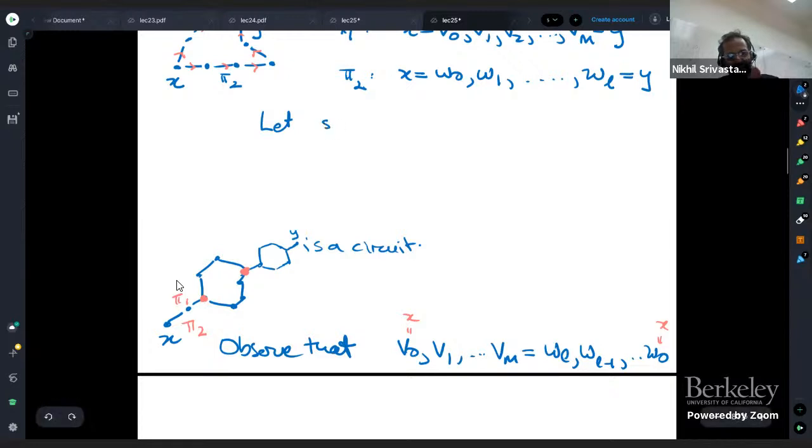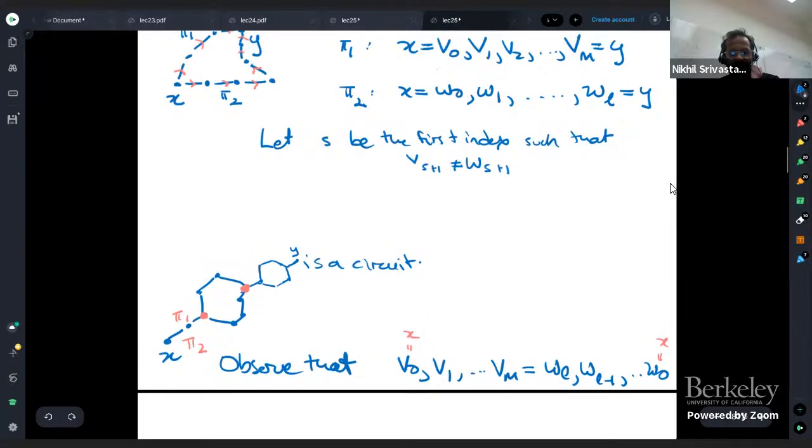Yeah, let S be the first index after 0, so starting with 0, such that they branch out after the S index. So such that V sub S plus 1, so the next step in V, does not equal W sub S plus 1. Right?